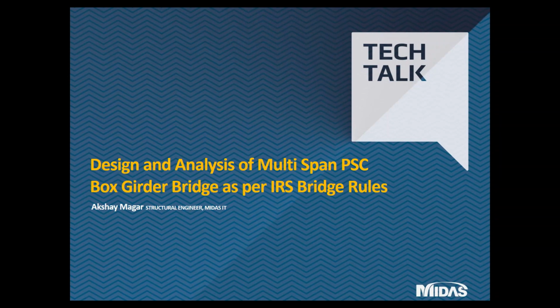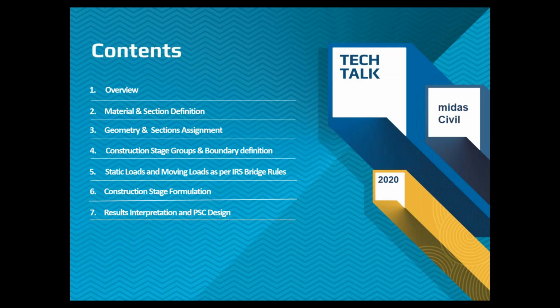Beginning with my presentation, the flow would be as such. For the content of my presentation, first I will discuss the overview, and secondly the material and the section definition, just by taking a typical example of a multi-span bridge. Then we'll proceed with how we can go about the geometry and the section assignment. Fourth, the construction stage group definitions as well as the support definitions.